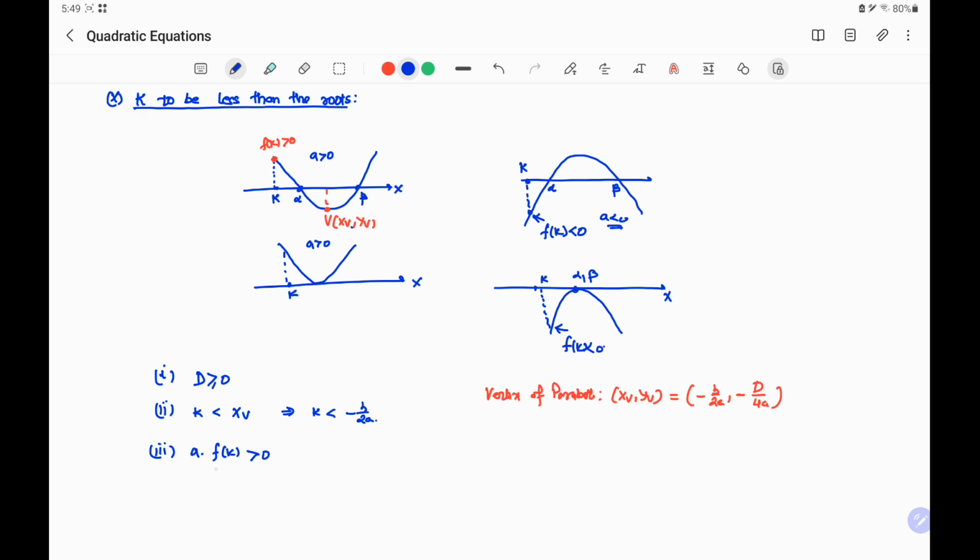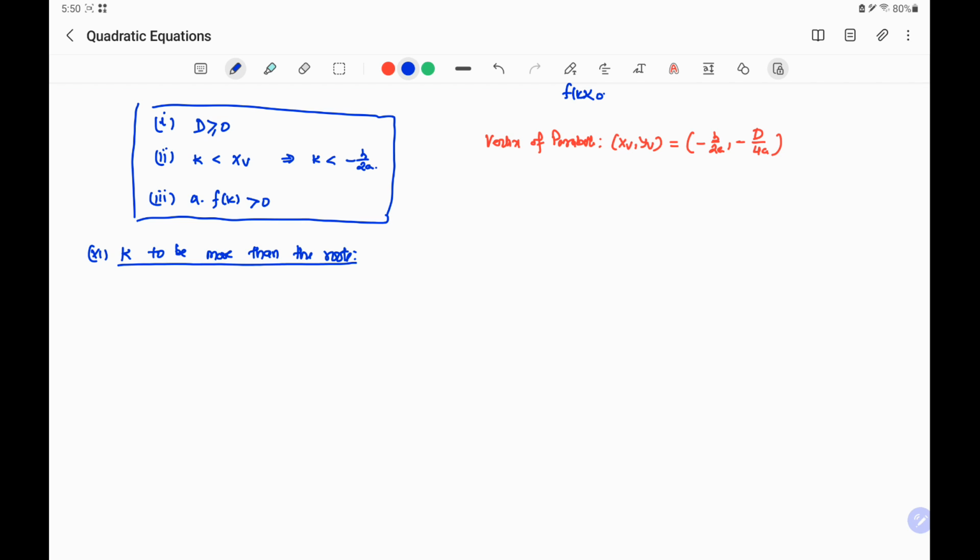So we can conclude that for k to be less than the roots, a into f(k) will be greater than 0. So these are the conditions for a coordinate x equal to k to be on the left hand side of the roots. Similarly, we can find a condition for k to be more than the roots, for which we draw a graph. So this is the graph with a greater than 0, cutting the x-axis at two distinct points alpha and beta, and k is on the right hand side, that is more than the roots.